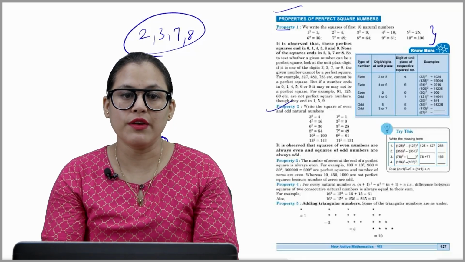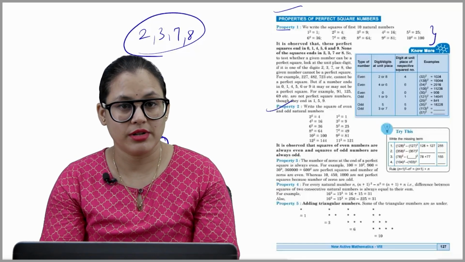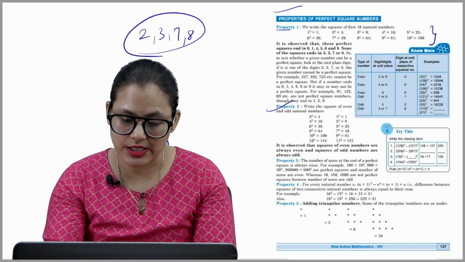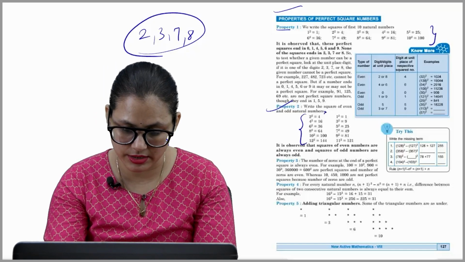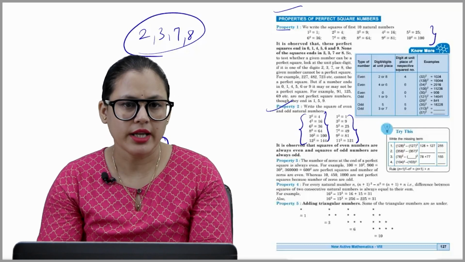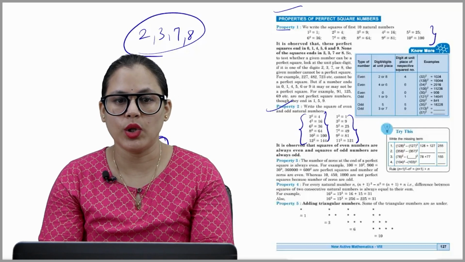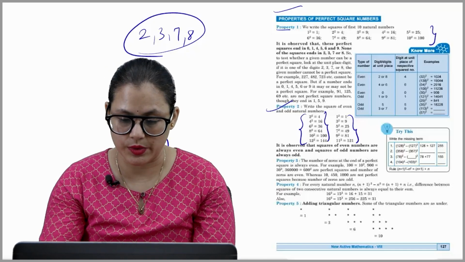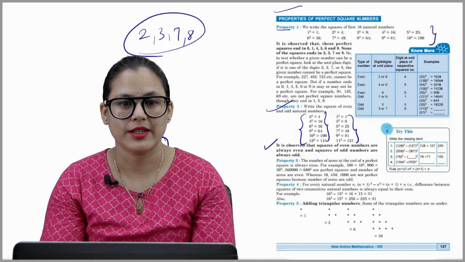Write the square of even and odd natural numbers. Okay. So, here are the squares of even numbers and these are the squares of odd numbers. It is observed that squares of even numbers are always even and squares of odd numbers are always odd, right?